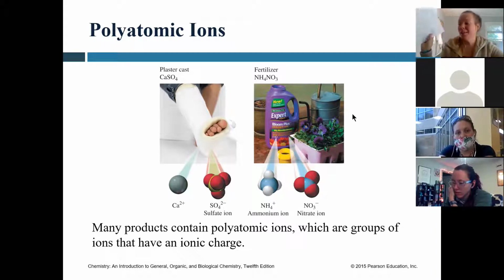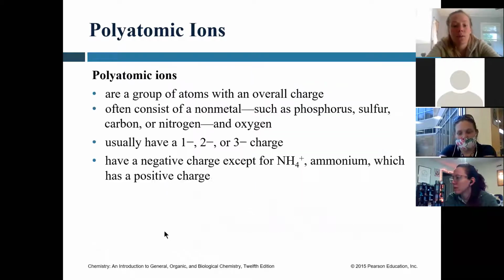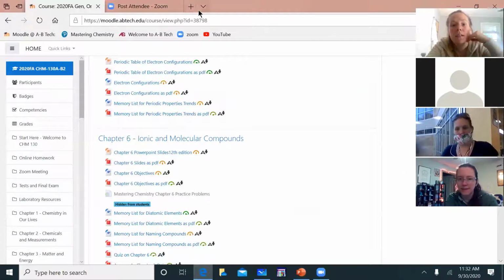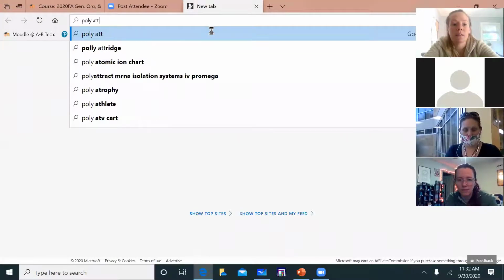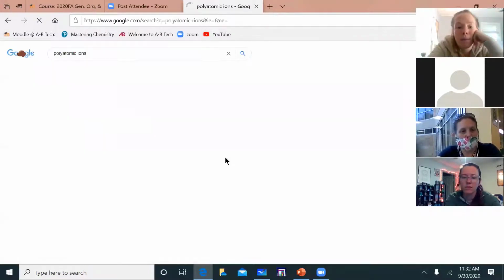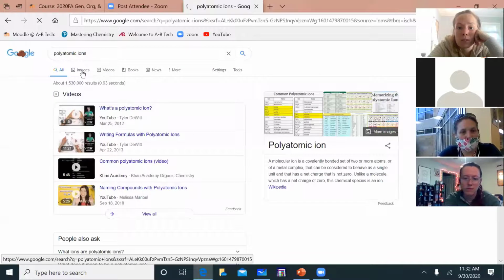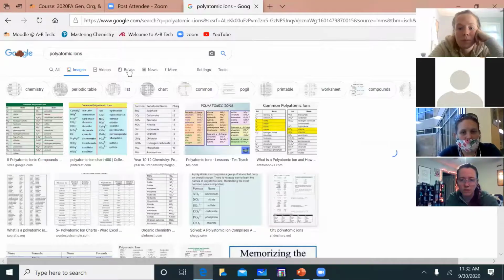But you guys are lucky because you get a little extra help this semester. So have a polyatomic ion sheet available with you. There should be one in your text. If you don't have the text, you can literally go to the internet, which we'll do together here, and just type in polyatomic ions, and print yourself out one of these images or sheets, and it'll have all the polyatomic ions.